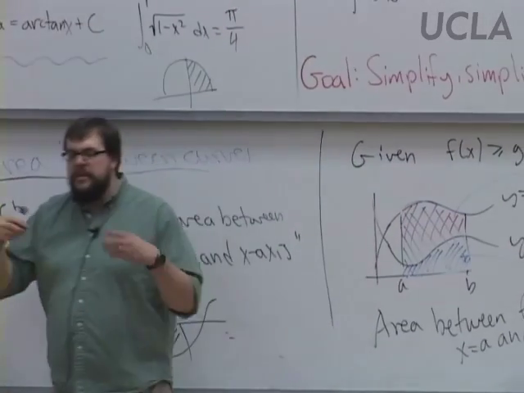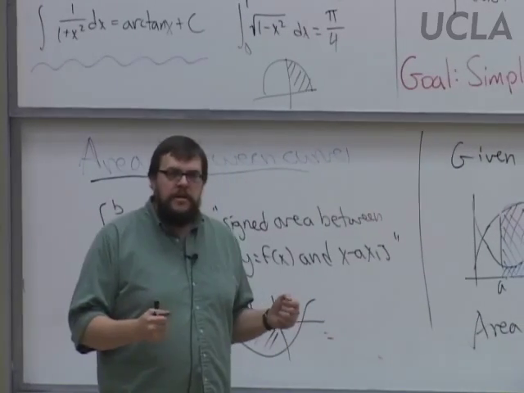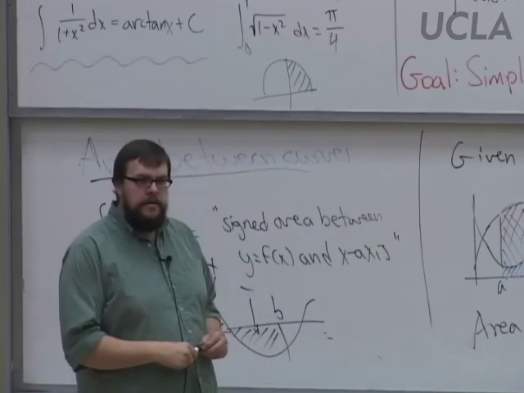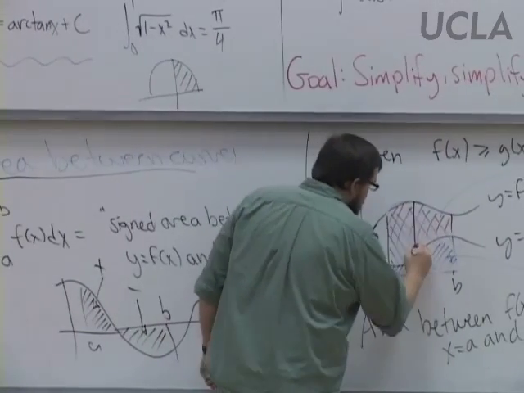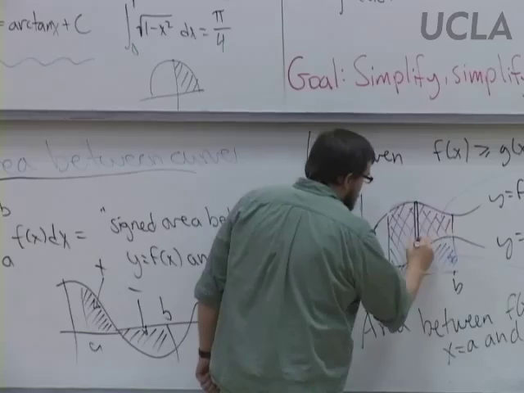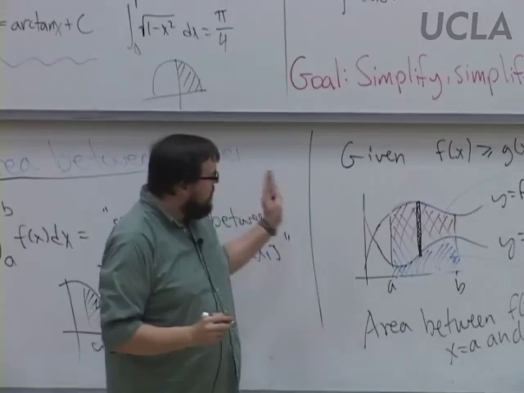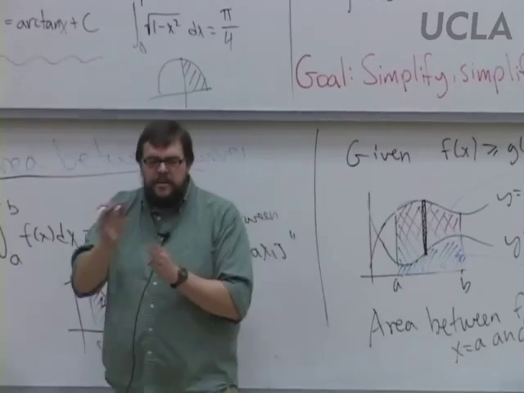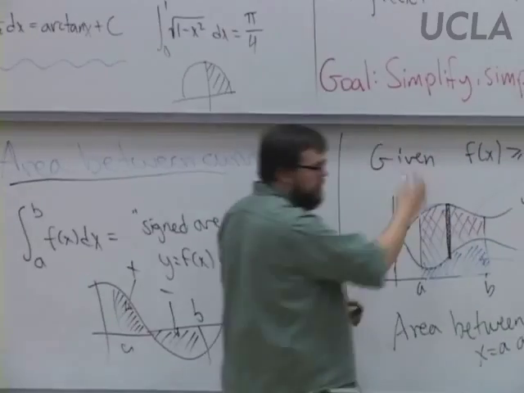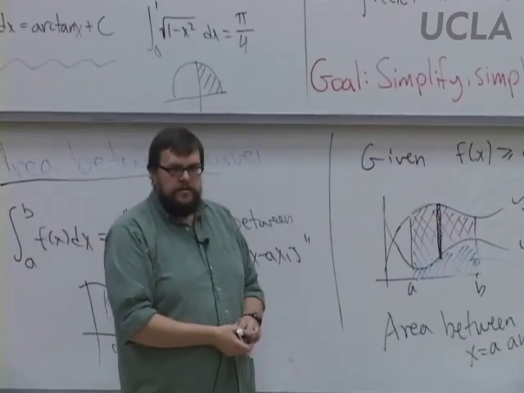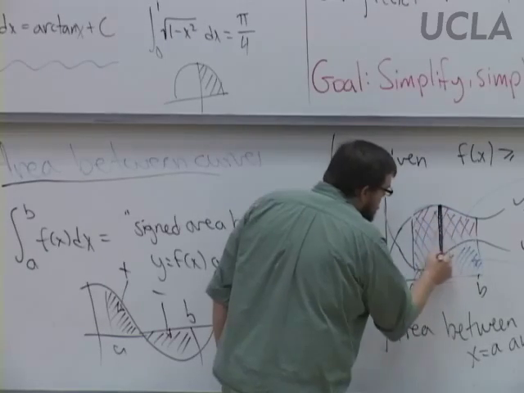Integration says you break things up into little tiny pieces, figure out what's happening with each little piece, and you add it back up. Now, in this case, I like to think about it as splitting up into little tiny rectangles. So imagine going from a to b, and I'm just slicing up into little tiny rectangles. In this case, I'm taking these slices in a vertical direction, vertical slices. And I say, okay, what's the area of one of these little slices here?